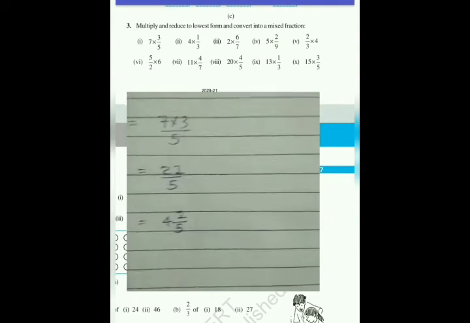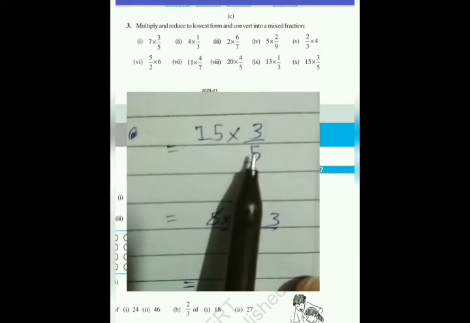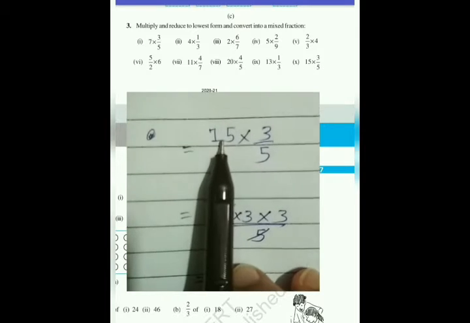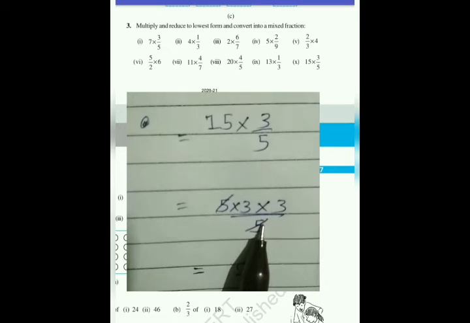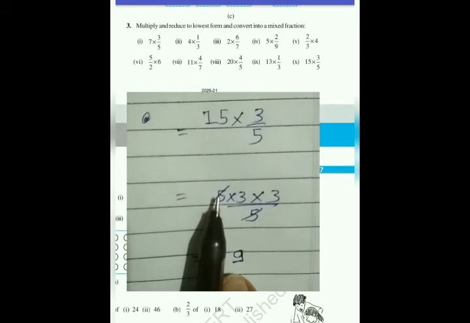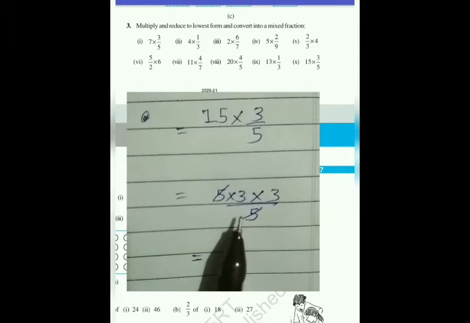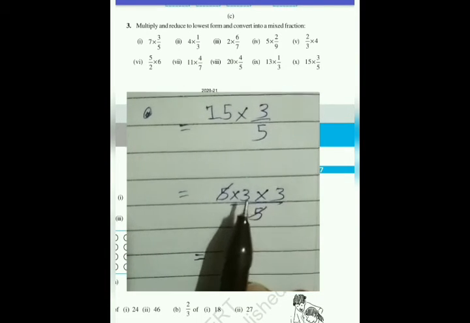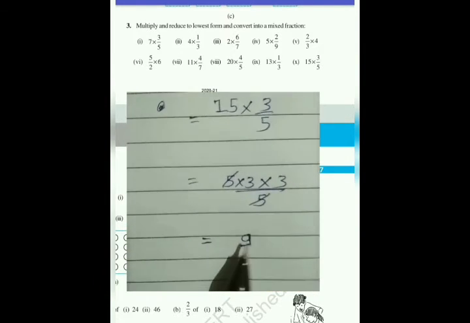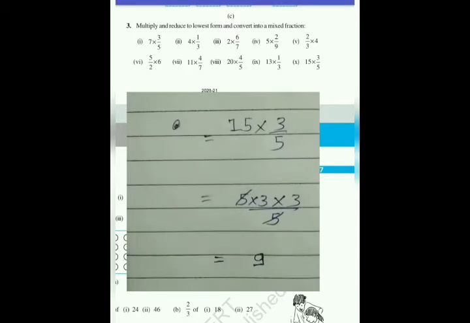Now we take our next example. 50 multiplied by 3 by 5. We know that 5 10s are 50 and 3 as it is divided. We cut 5 from numerator and denominator. So we cut the 5. So the remaining factor is 10 multiplied by 3. So 10 3s are 30. So 30 is our answer.